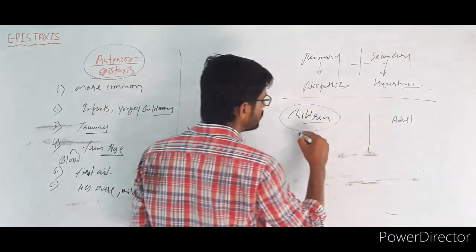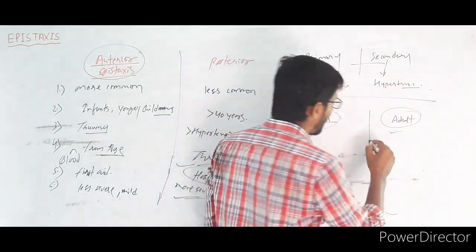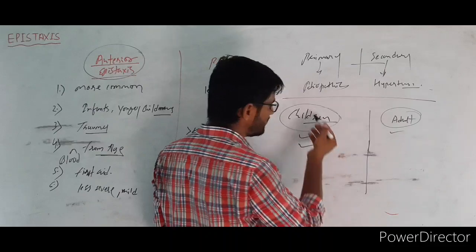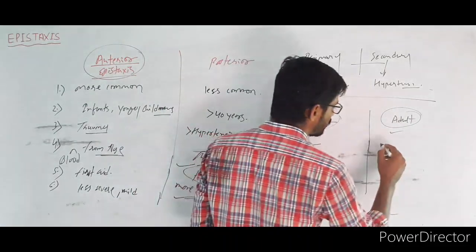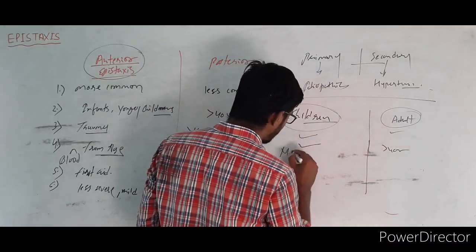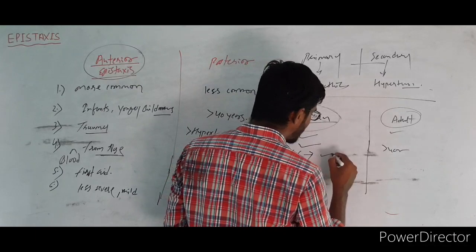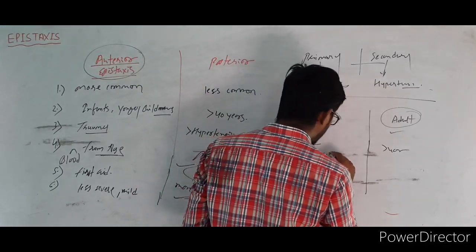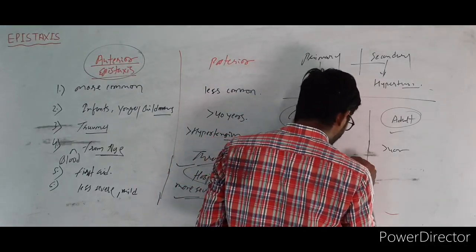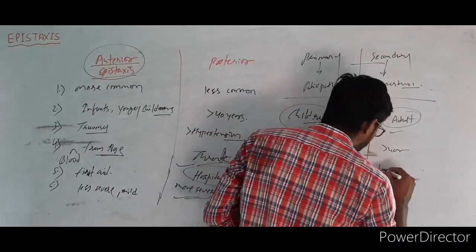So what can be the cause? Trauma. Here is hypertension and arteriosclerosis. Here the age group is children, so less age group. Here is more than 40 age group. What is the most common site for the children? That is Little's area, right? And can you tell me the most common site in adults? Here it is Woodruff's plexus.